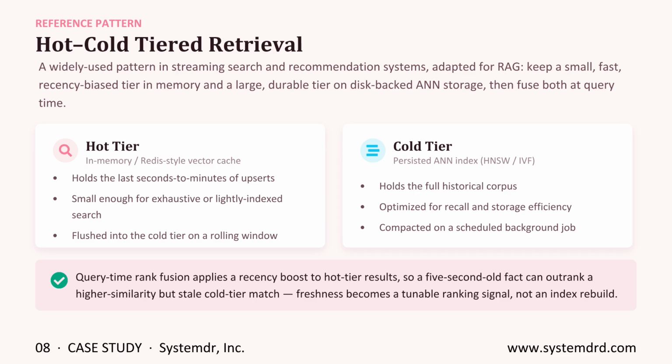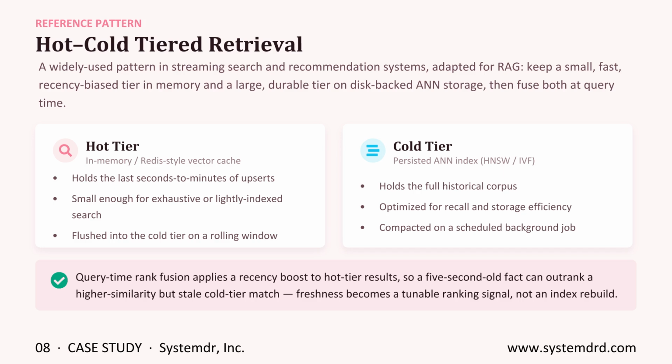The critical piece is fusion at query time. Both tiers are searched, results are merged, and a recency boost is applied. So a fresh hot tier hit can outrank a technically more similar but older cold tier match. That turns freshness into a tunable ranking parameter, rather than something fixed by how recently you rebuilt your index.